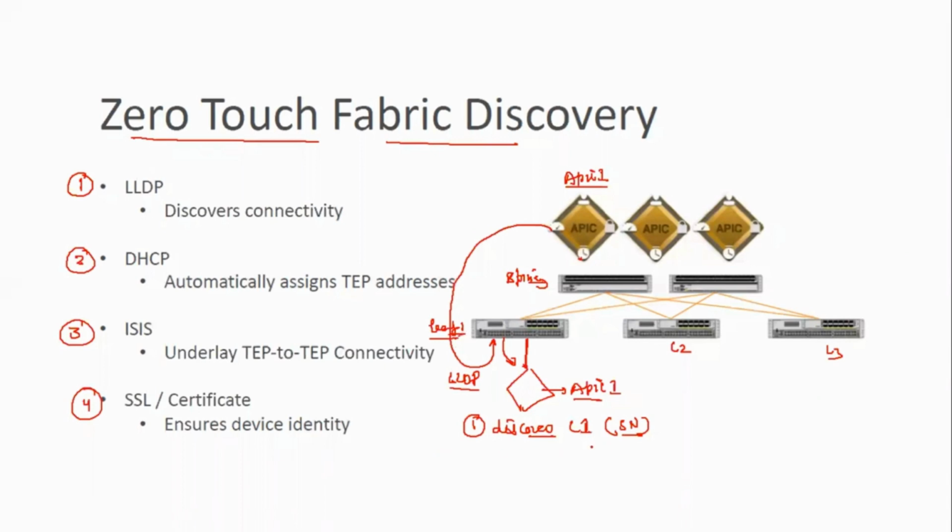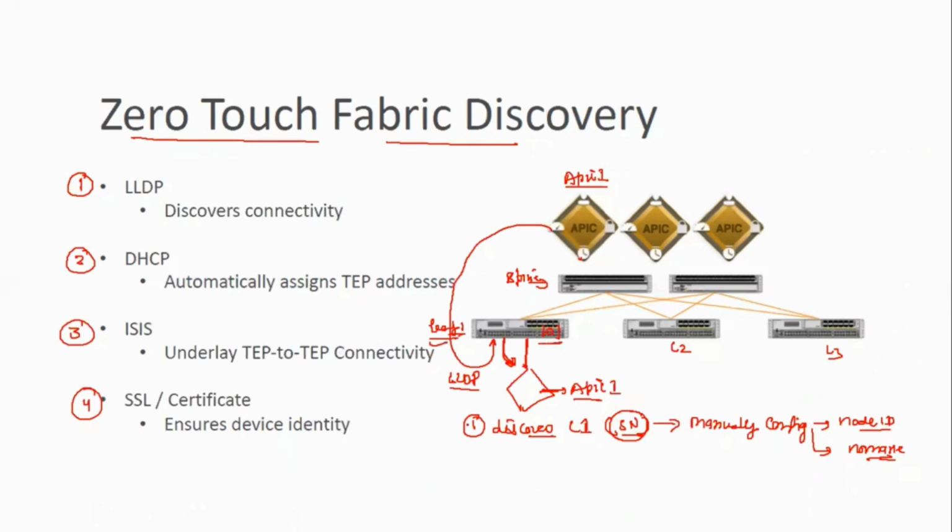Second step, you have to manually configure two things: node ID and node name. These two you have to manually configure on the epic. So as soon as you connected the epic, leaf will send the LLDP. On the epic, you will see the serial number of leaf 1. Log into the epic, check the serial number. If it's matching, manually put the node ID and node name. Let's suppose I configure 101 and the node name is leaf 1.